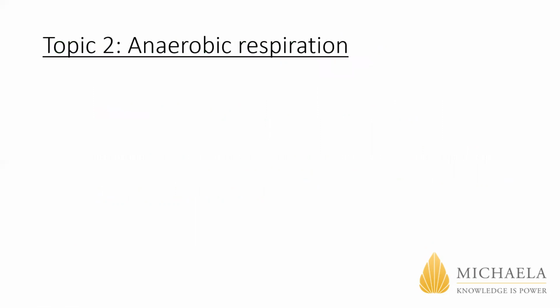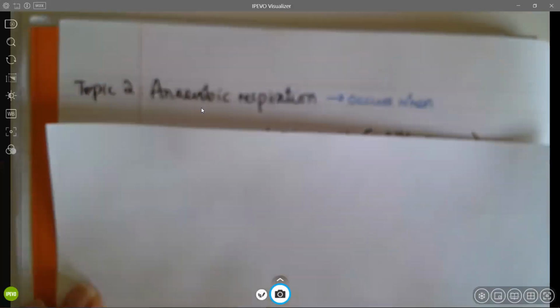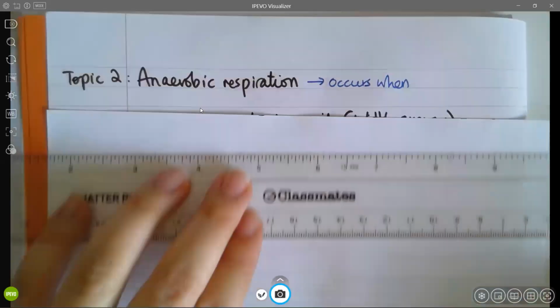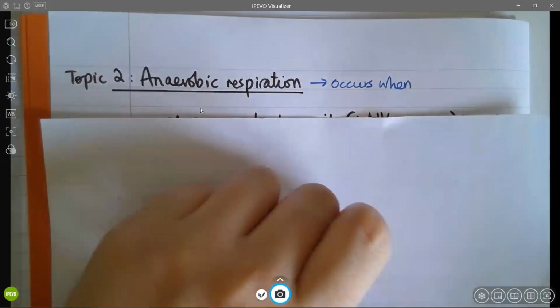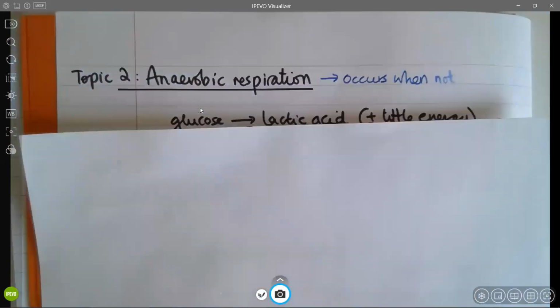Let's now move on to anaerobic respiration. Topic 2. Again, you want to write down the topic if you are making notes and underlining. So, anaerobic respiration occurs when there is not enough oxygen.